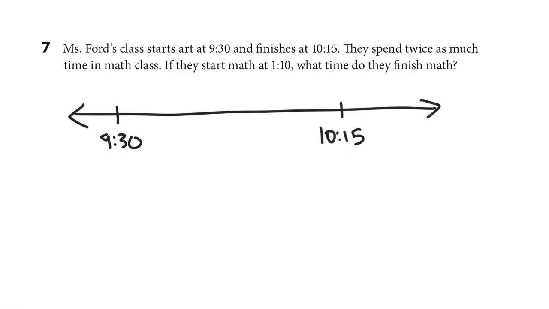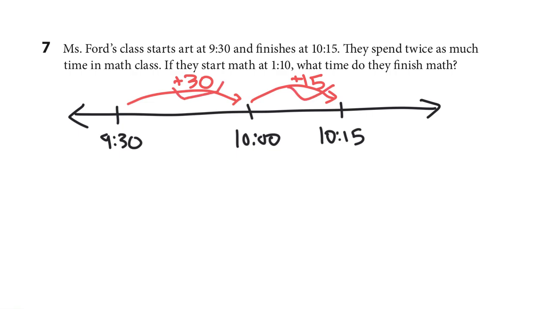Let's try to get to 10 o'clock first, because that's a good number to get to. Because it's not so bad if we're trying to get from 9:30 to 10 o'clock. Because how many minutes is that from 9:30 to 10 o'clock? If you said that's 30 minutes, then you're right. And then to get from 10 o'clock to 10:15, how many minutes is that? I'm hoping you say 15. If that's the case, then how long is art class? Because we have 30 and 15. Add them together. We know that art class is 45 minutes.